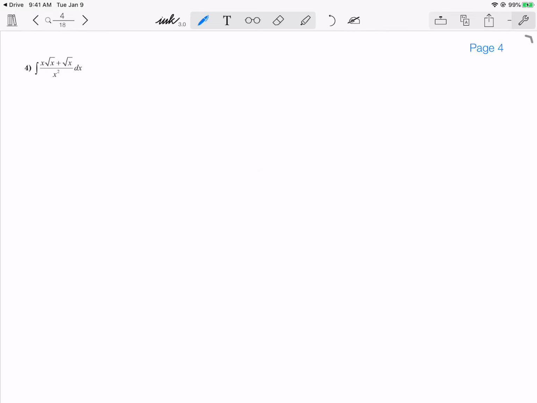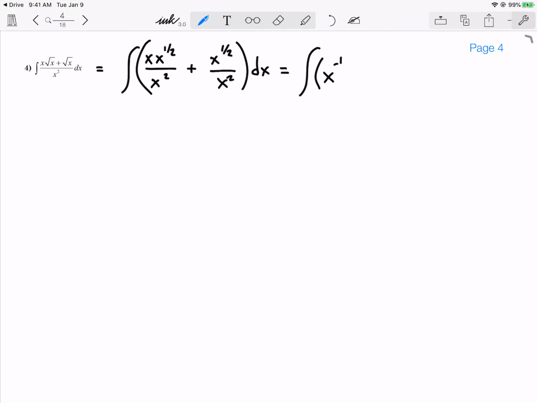Alright, looking at the next one, this is very common. Whenever you've got addition or subtraction in the numerator, you're going to want to split this up. So I'm going to split this up into x times x to the 1/2, and I'm showing all my steps here, x to the 1/2 over x squared. So I'm just rewriting everything in a power form that I'm familiar with. Now this is really x times x to the 1/2 over x squared. That first term is just going to be x to the -1/2. The next term will be x to the -3/2.